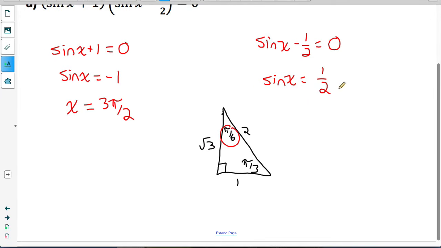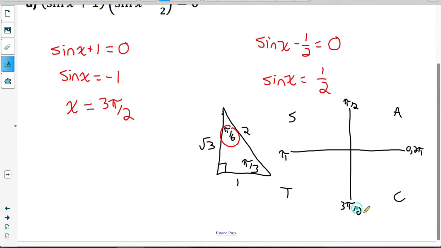Because if you remember your CAST rule, you should know that a sine ratio is positive in this quadrant and this quadrant, the two quadrants where y coordinates are positive. So I have to take that reference angle, pi over 6, and place it in those two quadrants, because I know sine from a reference angle of pi over 6 would equal 1 over 2. So place the reference angles in the two quadrants where sine ratios are positive between 0 and 2 pi.